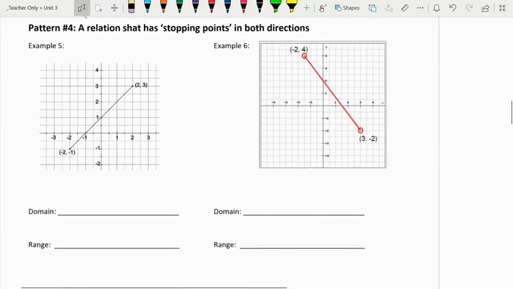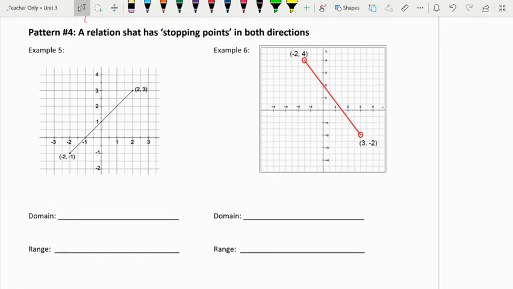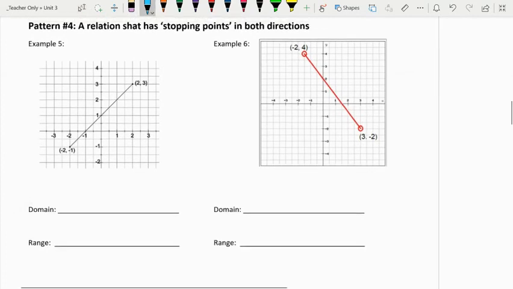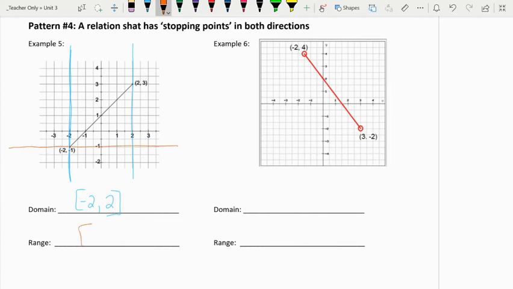On the next one, this one's a little bit different, so you might have struggled here for a little, but hopefully we tried it out still. For our domain, our farthest left is right here, that x value, which is -2. Again, it's bracket because it's included. Then our farthest right is here, which is +2, bracket for being included. For range, the lowest is here, which is -1. And the highest is all the way up here at +3.